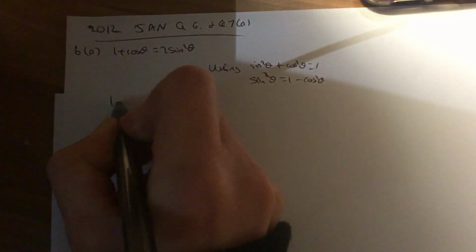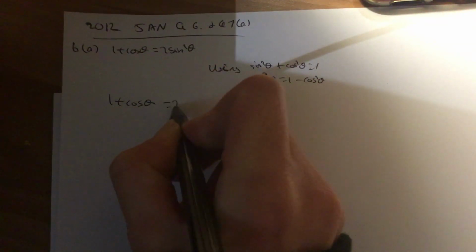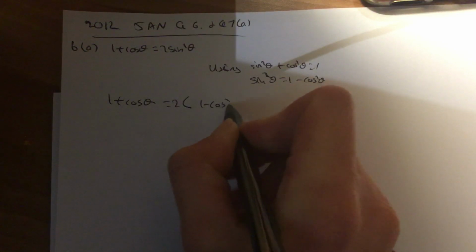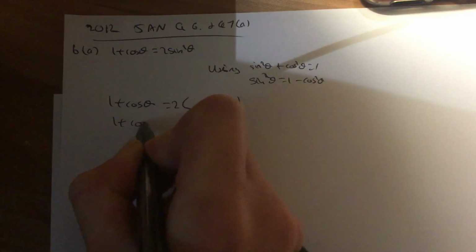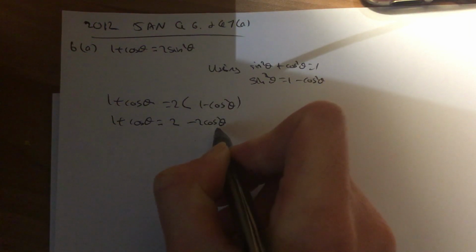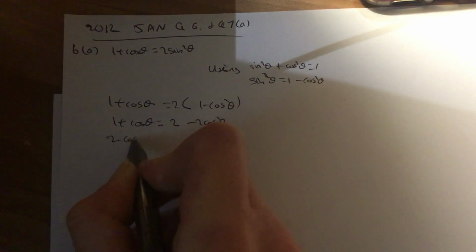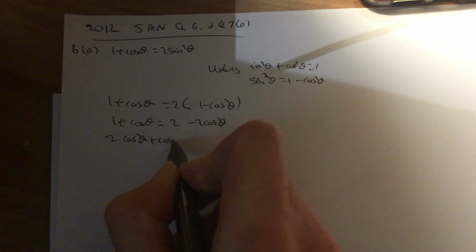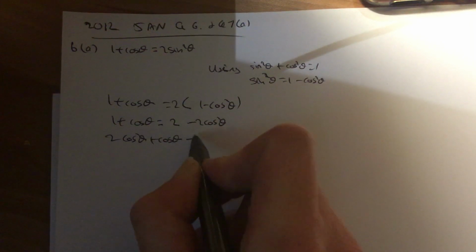So this top equation becomes 1 plus cos equals 2. Sine squared is 1 minus cos squared. Timesing out your bracket there, you get 2 minus 2 cos squared. It's quadratic, so put everything on one side. So 2 cos squared plus cos, 1 minus 2 is minus 1.